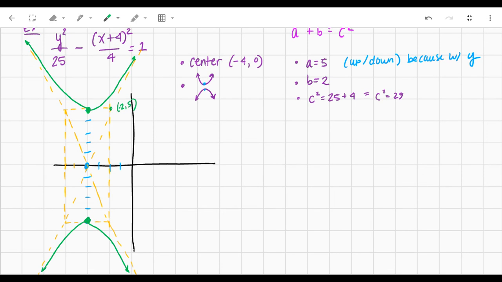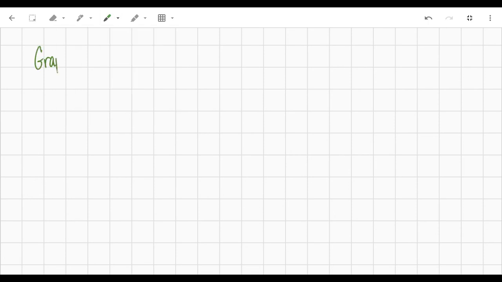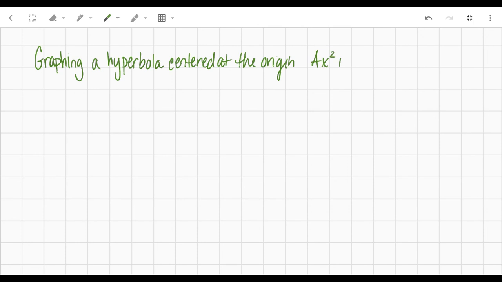So just like with the ellipses, there's several different graphing ones here. The next one, graphing a hyperbola centered at the origin in the form ax squared plus by squared equals c. But obviously b will be negative, okay, because we need that subtraction there.